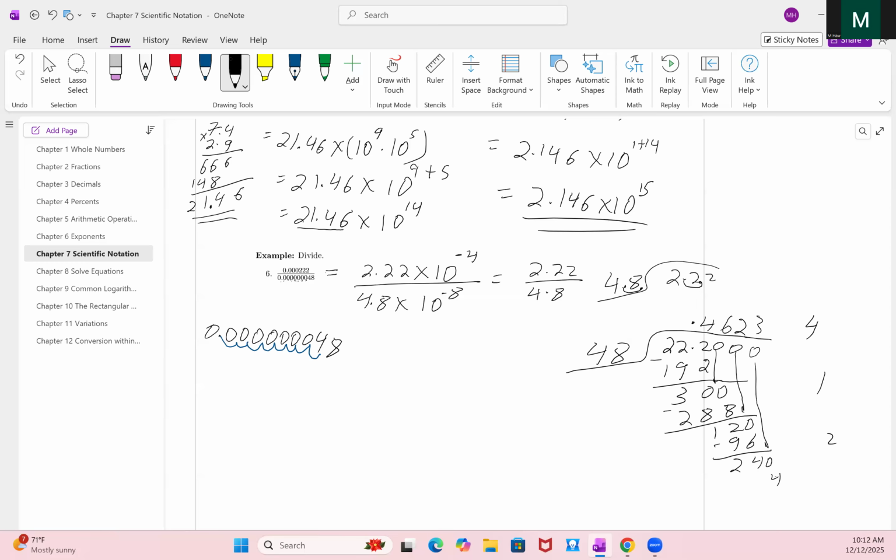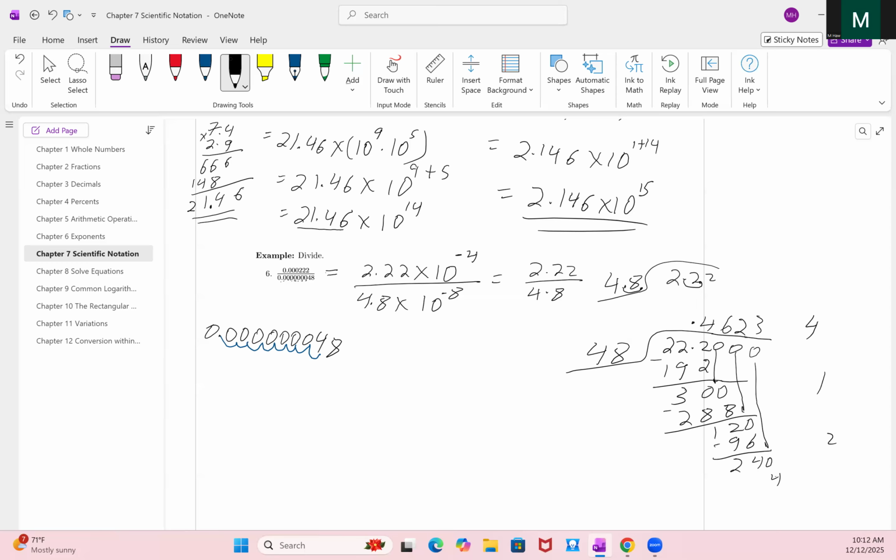So this here is equal to 4.625 times 10 to the power of negative 1 plus negative 4, which is negative 5, over 10 to the power of negative 8. Now with this, we have 4.625 times 10 to the power of negative 5 minus negative 8. We subtract the exponents. So this is equal to 4.625 times 10 to the power of negative 5 plus 8, which is 3. So this is the answer.